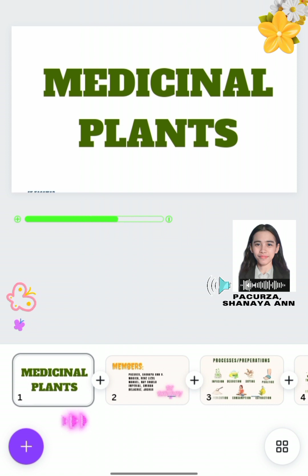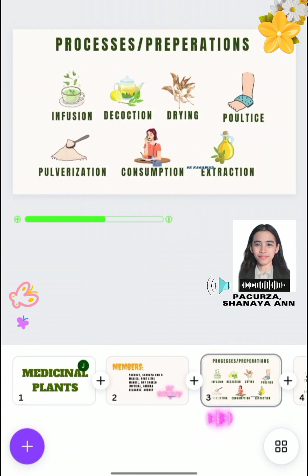And now, we are going to talk about how to prepare these medicinal plants. These are some of the processes for how we prepare them. We can prepare these medicinal plants through infusion, decoction, drying, poultice, pulverization, consumption, and extraction.